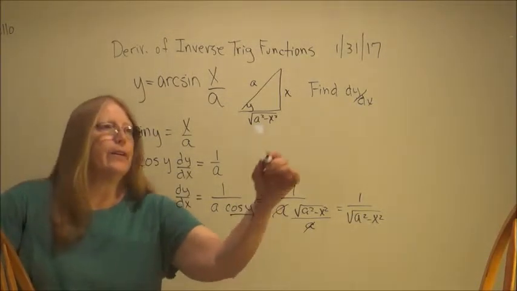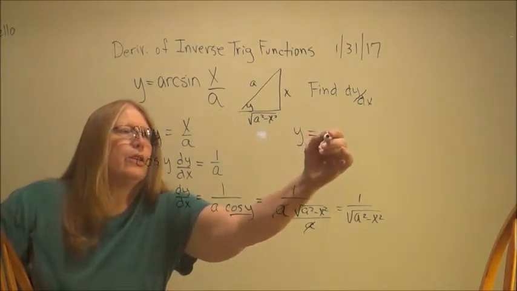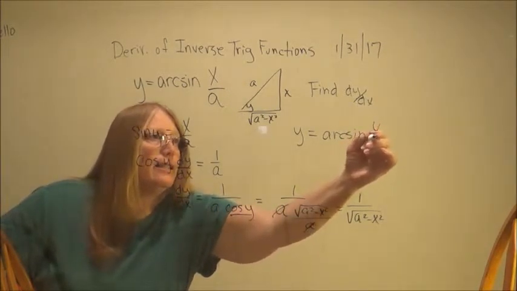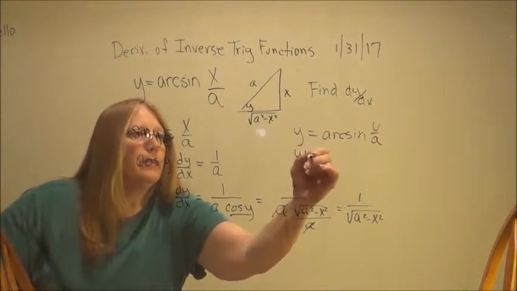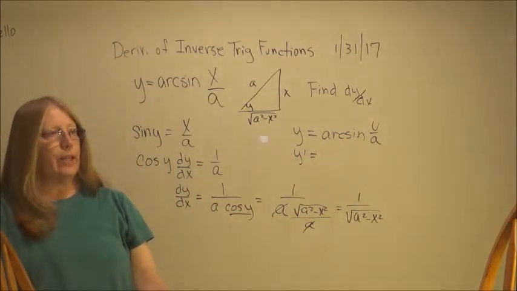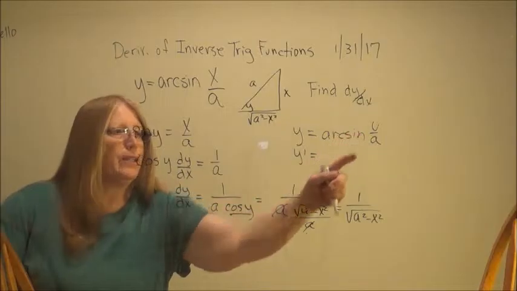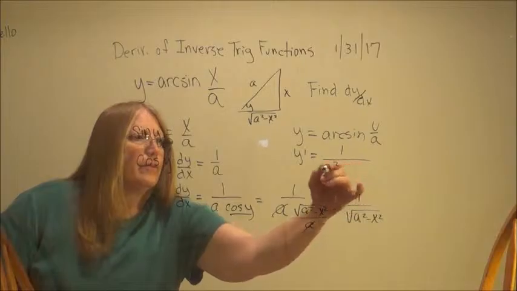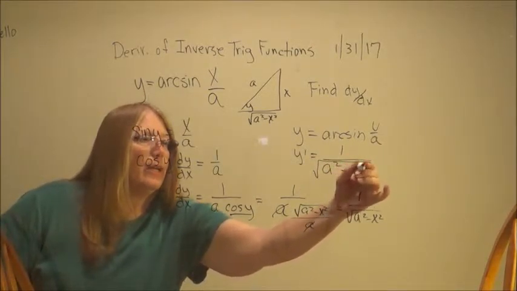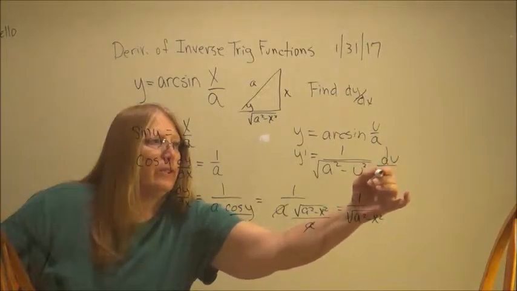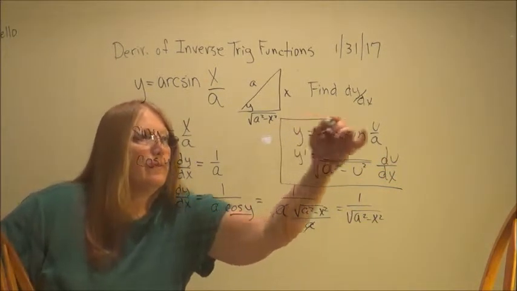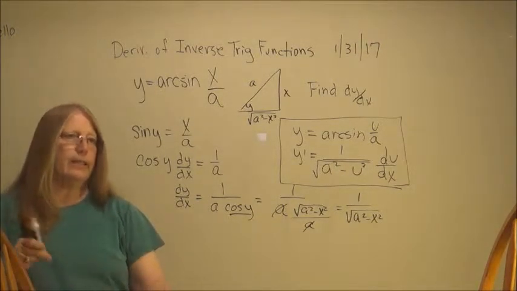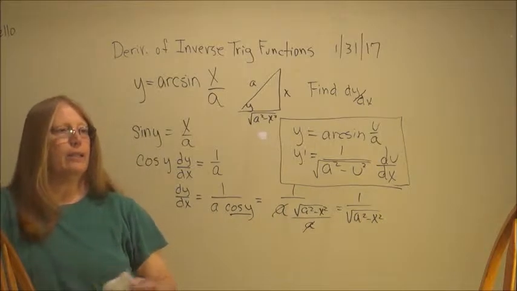So what I prefer is y equals arc sine of u over a. And y prime then would be the more general form, where u is an expression in x. We would have 1 over the square root of a squared minus u squared, followed by chain rule du dx. So that's what I've developed so far. All right, I'll erase a little spot here and do one.